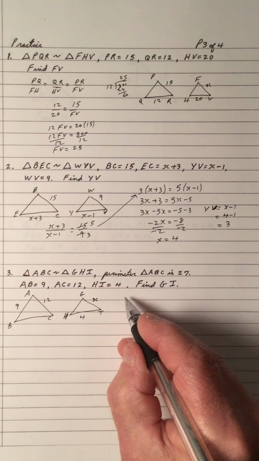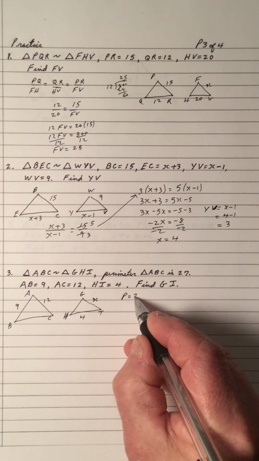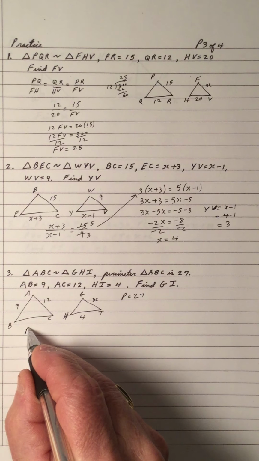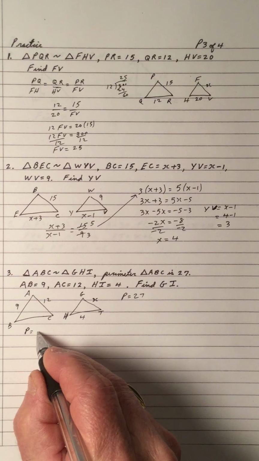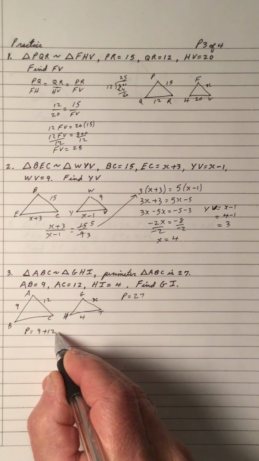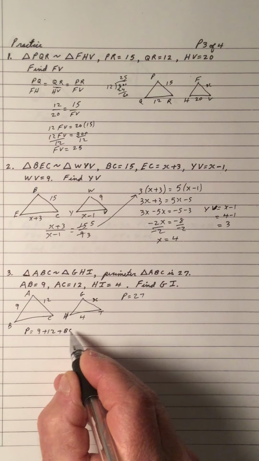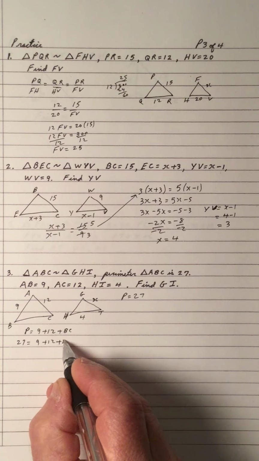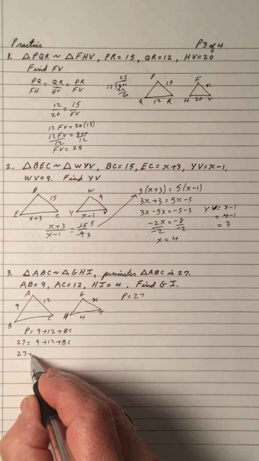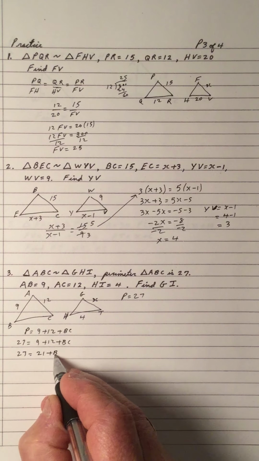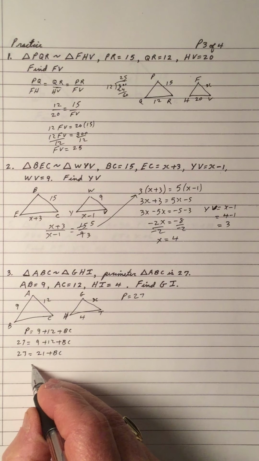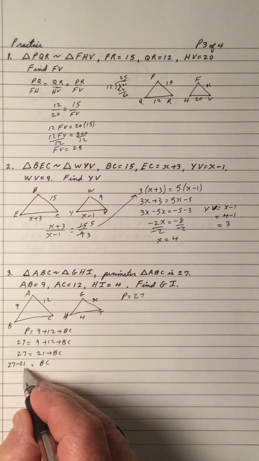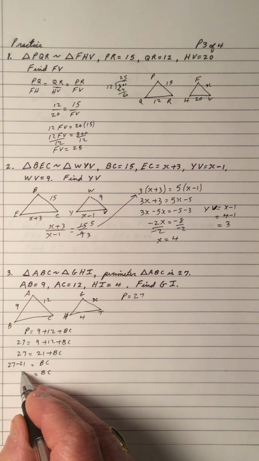But we have the perimeter. It said the perimeter of triangle ABC is 27. So therefore, we know that the perimeter is the sum of all the sides. So we got 9 plus 12 plus BC. So 27 is the perimeter, 9 plus 12 plus BC. So 27, that's 21 plus BC. And so we need the BC right there. So 27 minus 21, BC is 6.